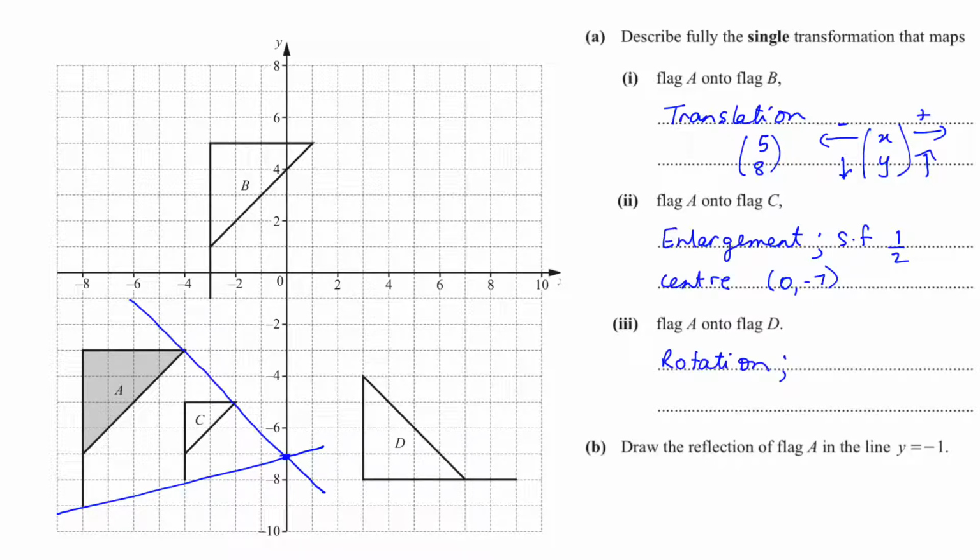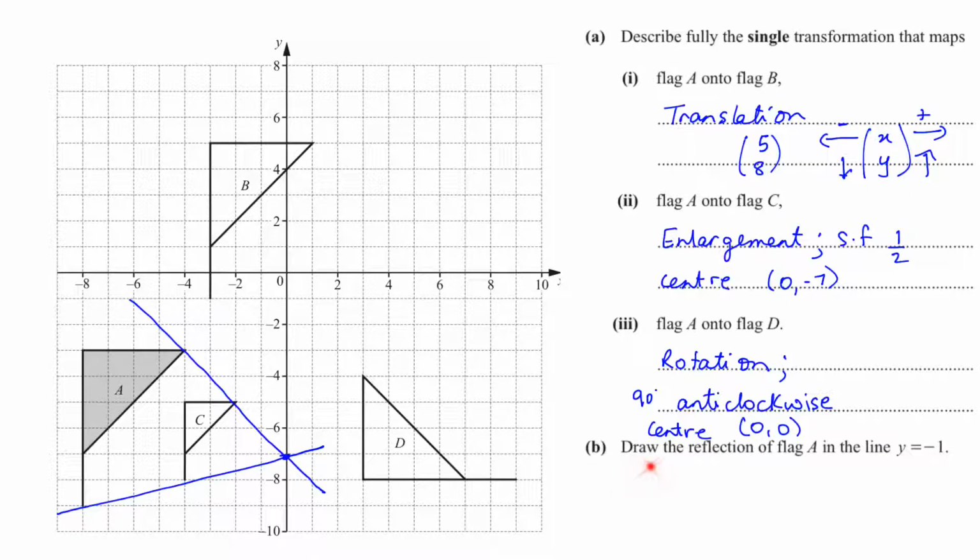So that is rotation. Use a tracing paper and try to figure out which is the center and the degree of rotation. So it is 90 degrees anti-clockwise. You must specify if it is clockwise or anti-clockwise. If it is 180, then we don't need to. And the center is (0, 0). Usually it is (0, 0) only, but you have to check it.